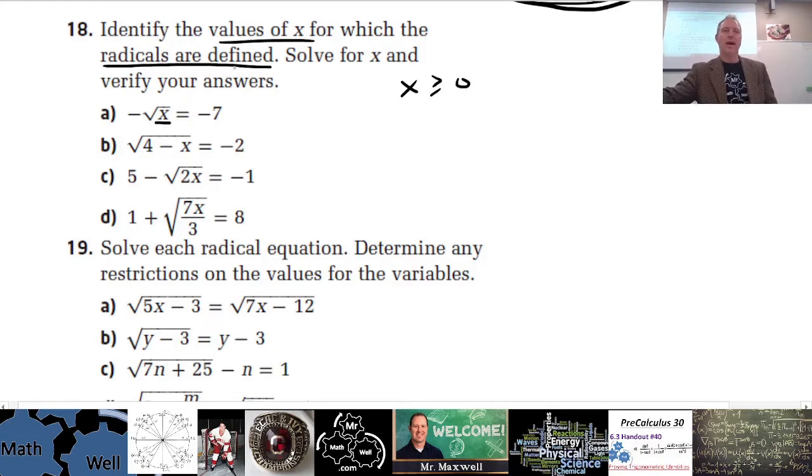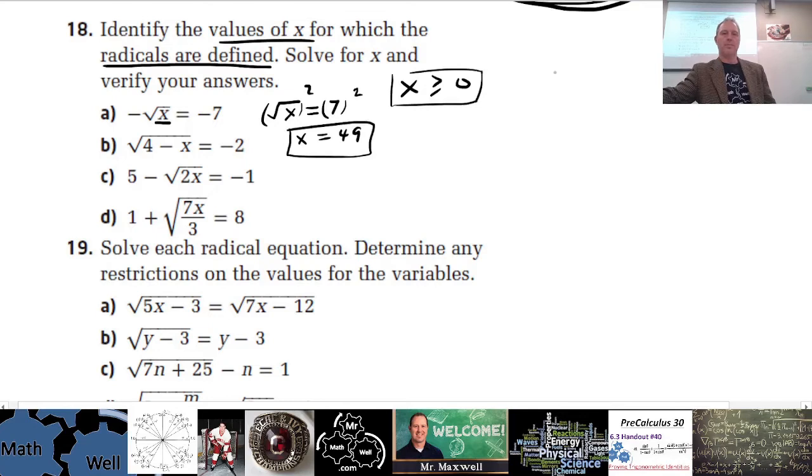And then solve for x. Okay, so for a here, I'm going to divide both sides by a negative 1 to get root x equals positive 7. And then I'm going to square both sides. x equals 49. And there's your answer, along with this, for a. All right, D is a bit of a trickier looking one, so let's do D.